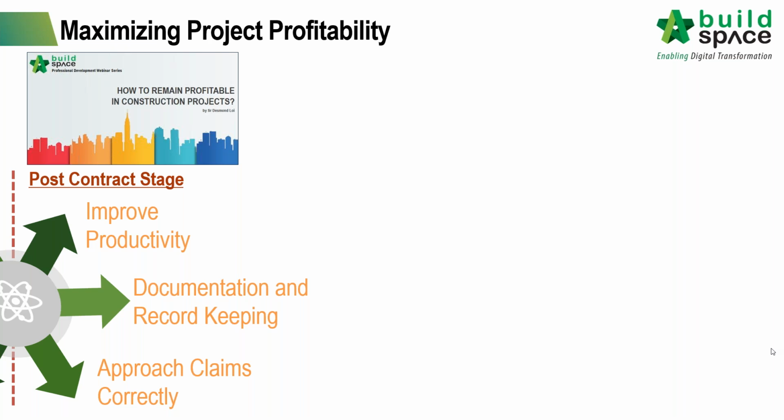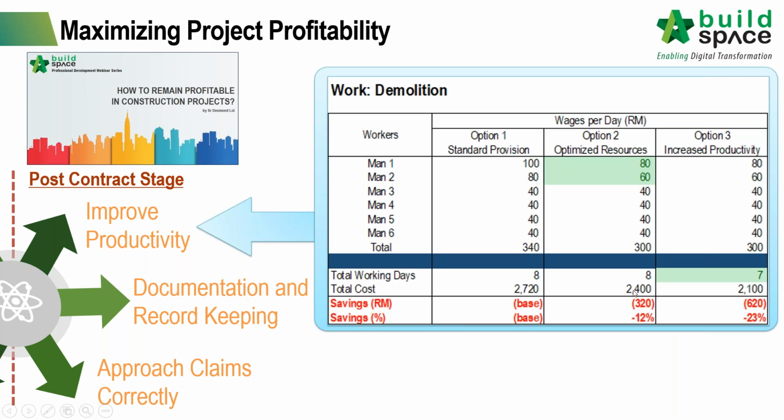A lot of people will overlook how improving productivity helps us maximize project profit. If we take a look at the slides and the image right here, we simulate a few cases. For the same work of demolition, we have three options here. The first one is standard provisions. The second one is to optimize the resources by reducing the salary, or lowering the qualifications required for a similar amount of work.